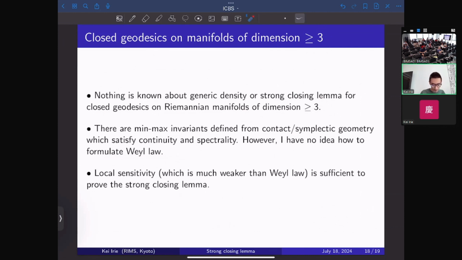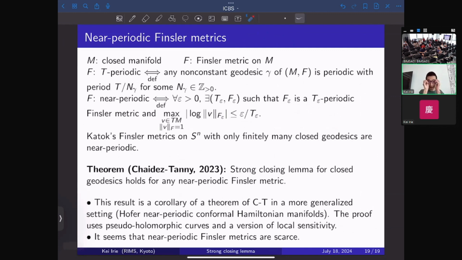On the other hand, the local sensitivity, which is much weaker than the Weyl law, is sufficient to prove the strong closing lemma. And in this direction, there was progress in the last year about geodesics of Finsler manifolds. So let M be a closed manifold and F be a Finsler metric on M. We say that F is T-periodic, where T is a positive real number, if any non-constant geodesic of this Finsler manifold is periodic, and the period is T divided by a positive integer.